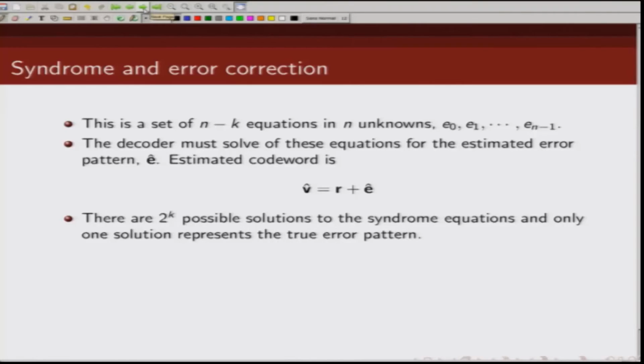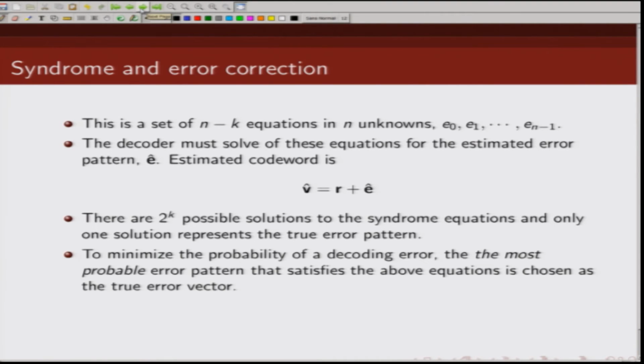As we can see from here, because we have n minus k equations and n unknowns, we have a total of 2 to the power k solutions of these n minus k equations. So, there are a total of 2^k solutions to this syndrome equation, and out of those 2^k solutions, there is only one error pattern which is correct.